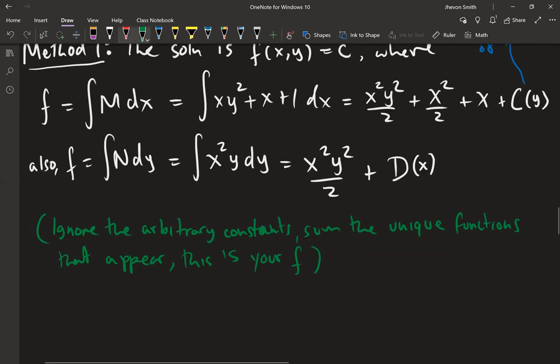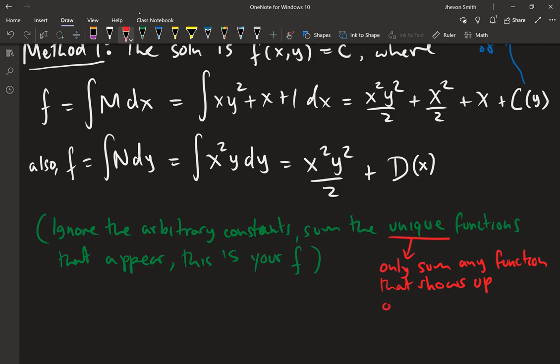Now, what do I mean by the unique functions that appear? Meaning only sum any function that shows up once. All right, so don't double dip or anything. So we're going to look at all the functions that appear. If I look in this situation, when I did this integration, x squared y squared over 2 appears, x squared over 2 appears, x appears. If I look down here, what else appears? Well, I have y squared over 2, but x squared y squared over 2, that I already accounted for from the first one, so this one I'm going to ignore, right? This one is already accounted for.